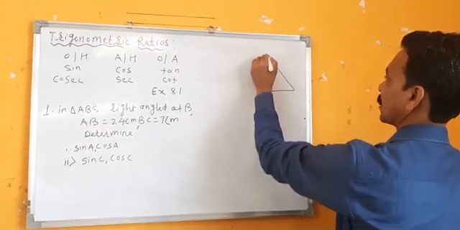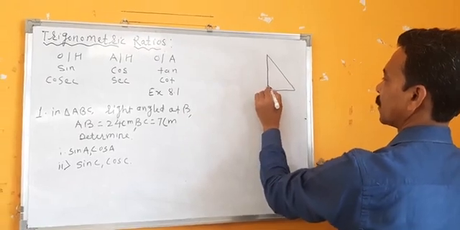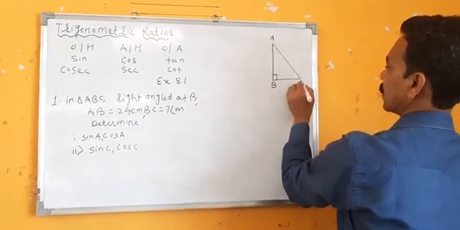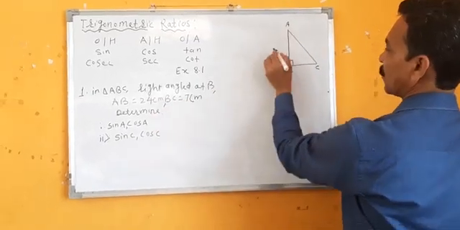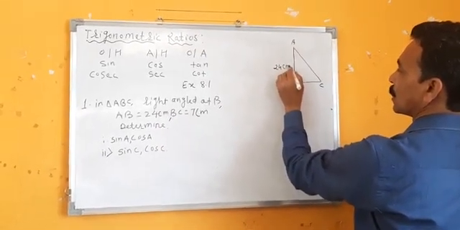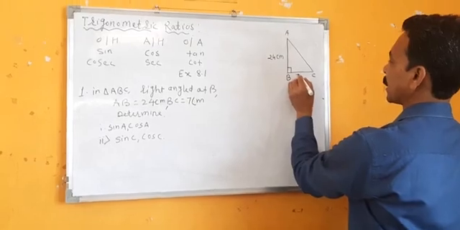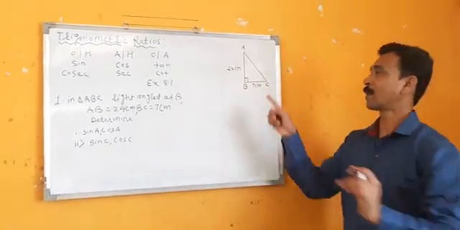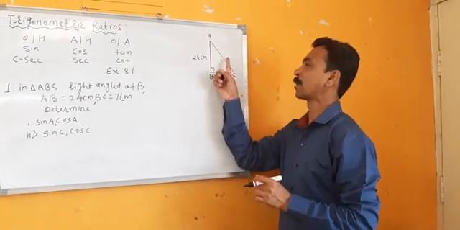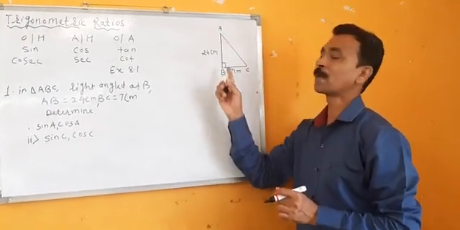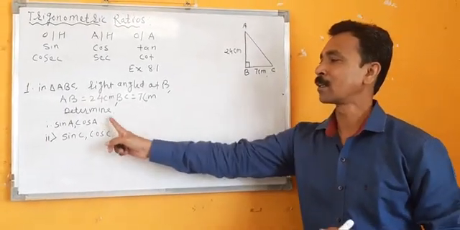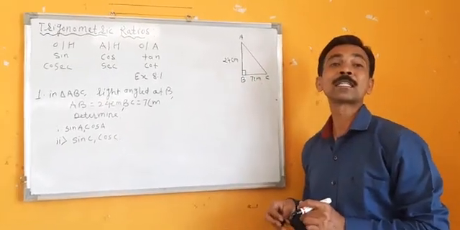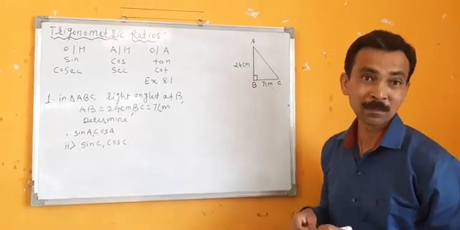It should be straight, right? This is B, this is A, this is C. What is AB? 24 centimeter. What is BC? 7 centimeter. Unless and until we find the third side, whether it is hypotenuse or base or perpendicular, we cannot find all these trigonometric ratios. It means first we have to find the third side using Pythagoras theorem.